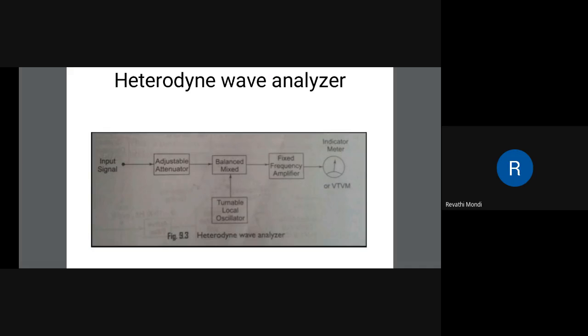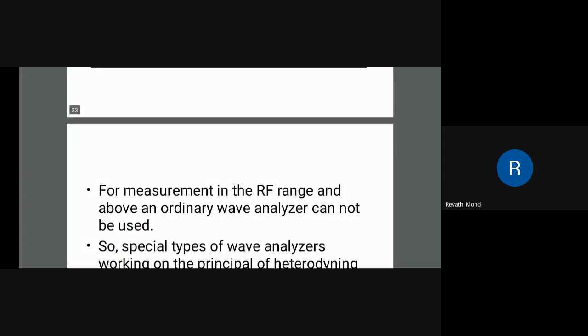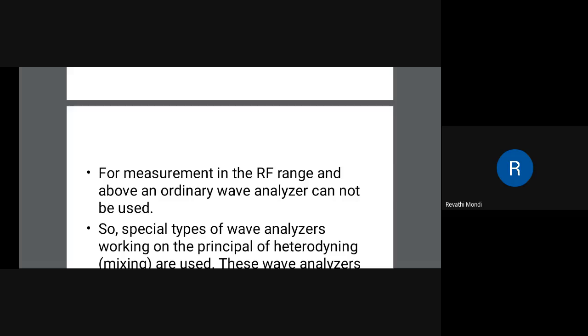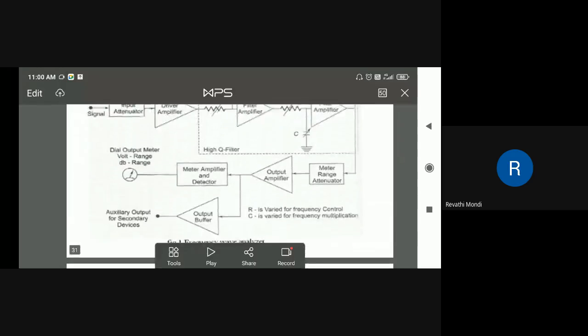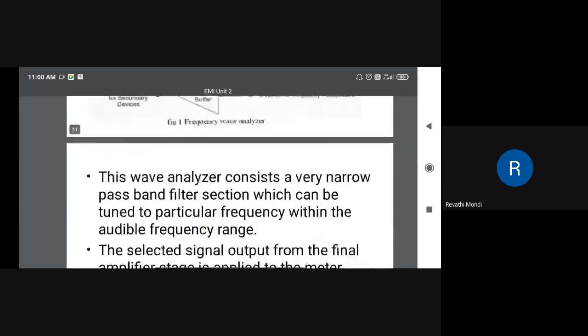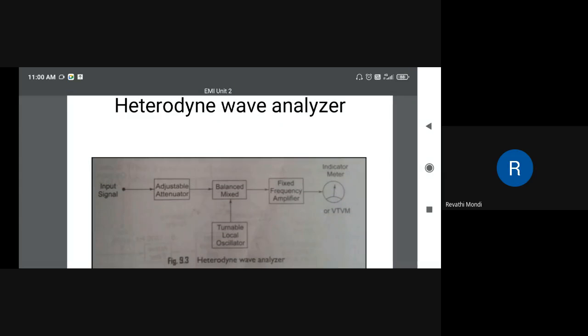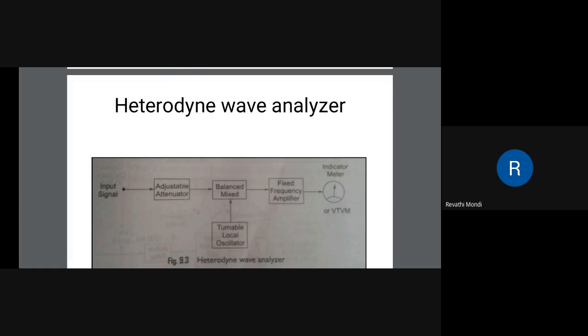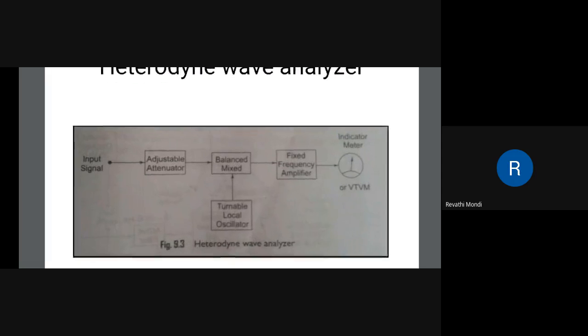So actually, in wave analyzers, different concepts are there, but let us explain the heterodyne wave analyzer. This heterodyne wave analyzer is used to measure the RF range of frequencies only. Basically, ordinary wave analyzers are used for different versions and different applications, but especially this heterodyne wave analyzer is used for the radio frequency range only.